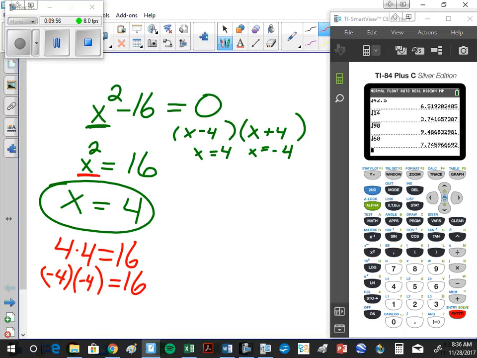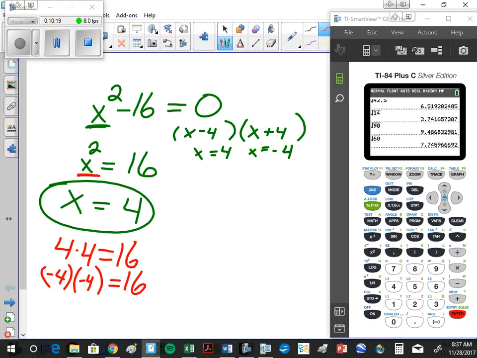And this is a rule that you need to remember, but it's very, very easy to forget. And the rule is, whenever you have x squared equals a number, you need to think to yourself there are two answers. There's a negative answer and there's a positive answer. So here's what you need to do.